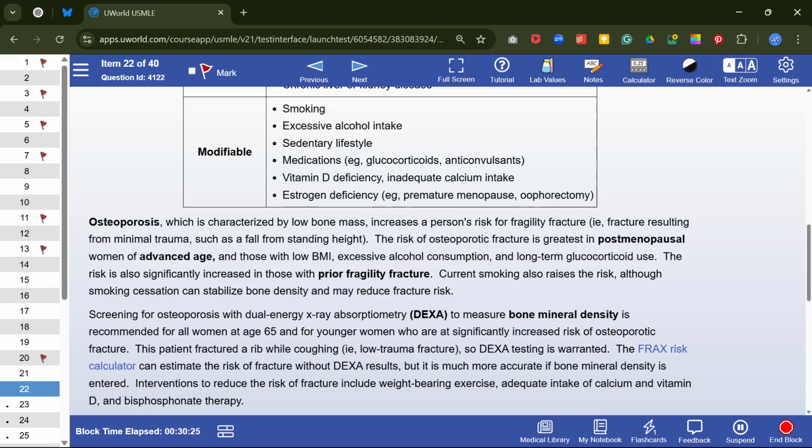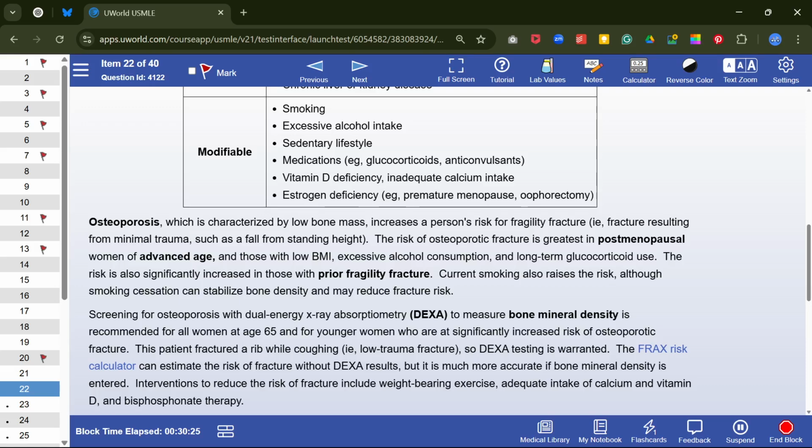Excessive alcohol consumption and long-term glucocorticoid use increase the risk, which is also significantly increased in those with prior fragility fracture. Current smoking also raises the risk, although smoking cessation can stabilize bone density and may reduce fracture risk.